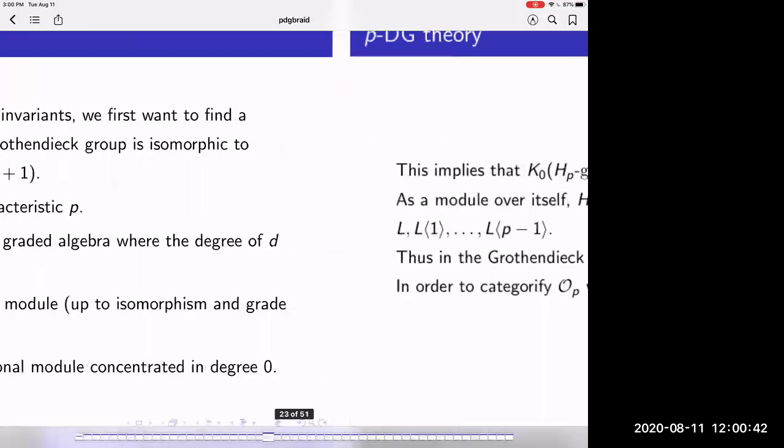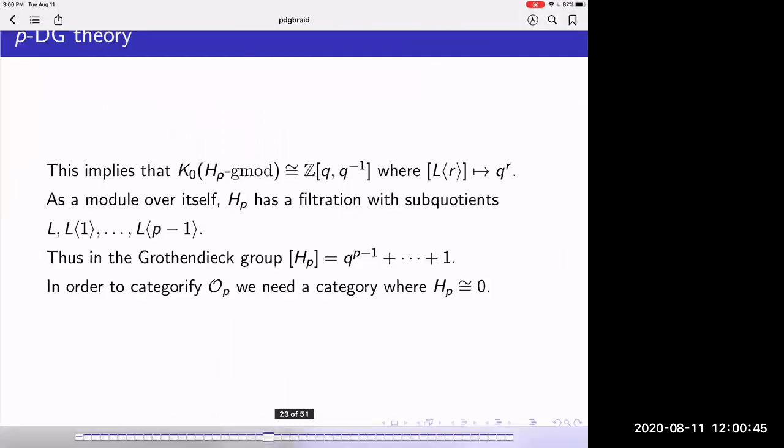Okay, and so since we very easily classified the simple modules, the Grothendieck group of the category of H_p graded modules is isomorphic to this ring of Laurent polynomials, where the class of a simple module shifted up by r, that's what I mean when I put that r in the angles, goes to the monomial q to the r. Okay, so all that does is give a categorification of the ring of Laurent polynomials, which is not very interesting because that could be done in many ways.